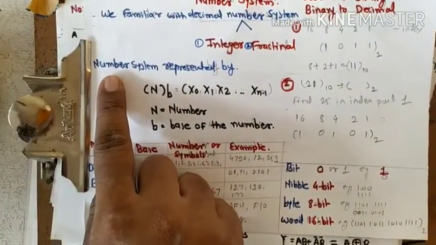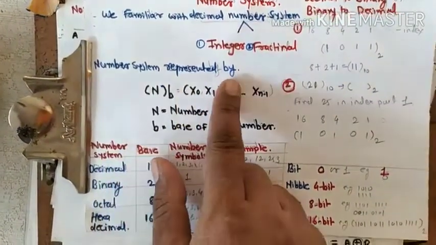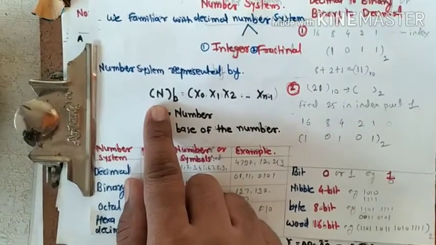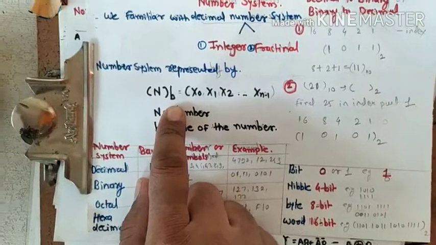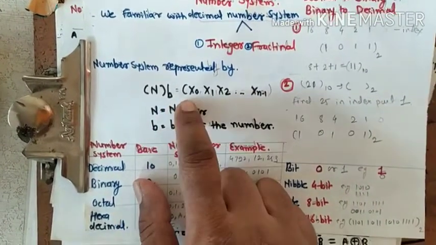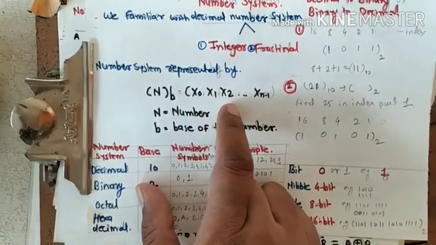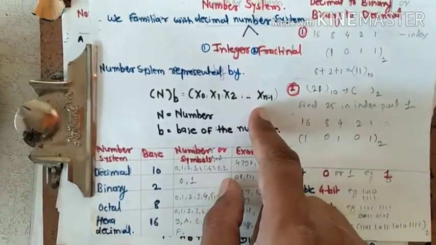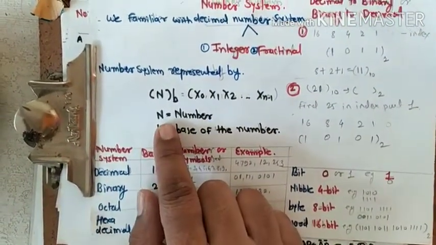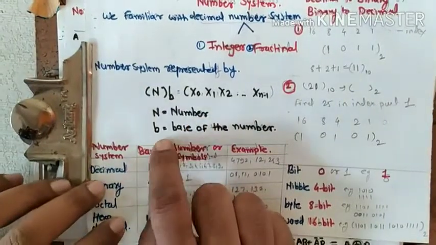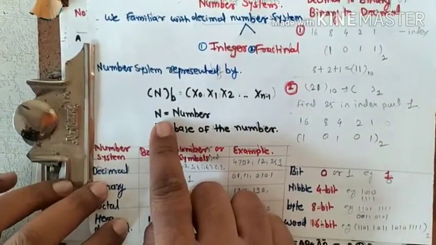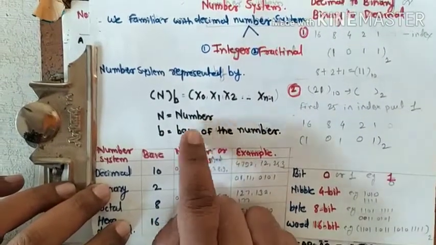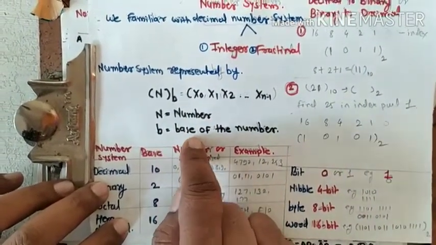So what is the number system? A number system is represented by capital N, then a bracket, after that bracket a small b, is equal to, in brackets, x0, x1, x2 up to xn minus 1. So capital N is nothing but the number and b is nothing but the base. I repeat, N is equal to number and b stands for base.